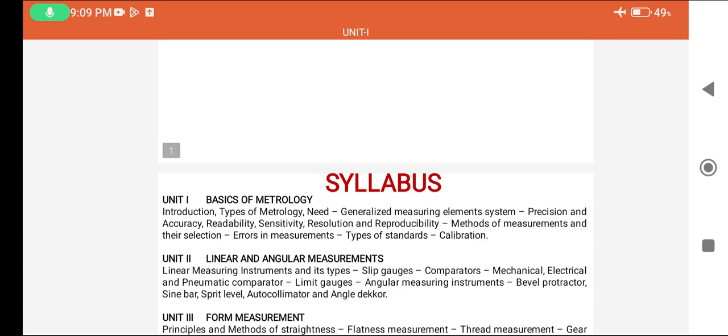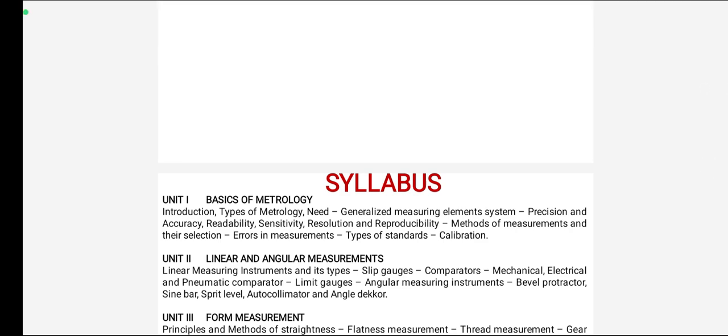Let me discuss 20ME601 Metrology and Measurements. So today we are going to discuss the metrology and measurement subject. The first unit is basics of metrology.